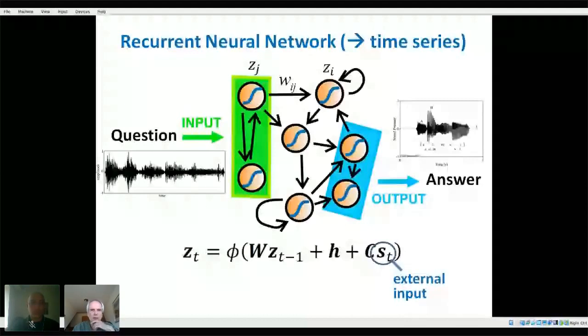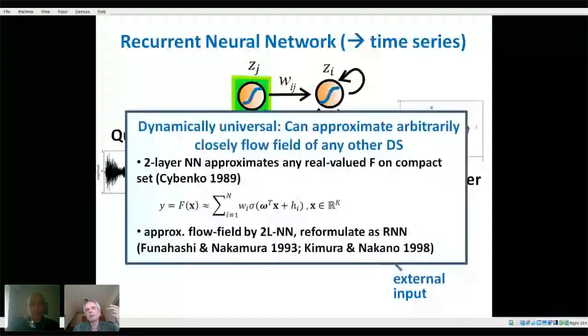So for instance, if you have Alexa or Siri, there is usually a recurrent neural network behind it. For us, it's important that these are dynamically universal. So you can approximate arbitrarily closely the flow field of any other dynamical system.